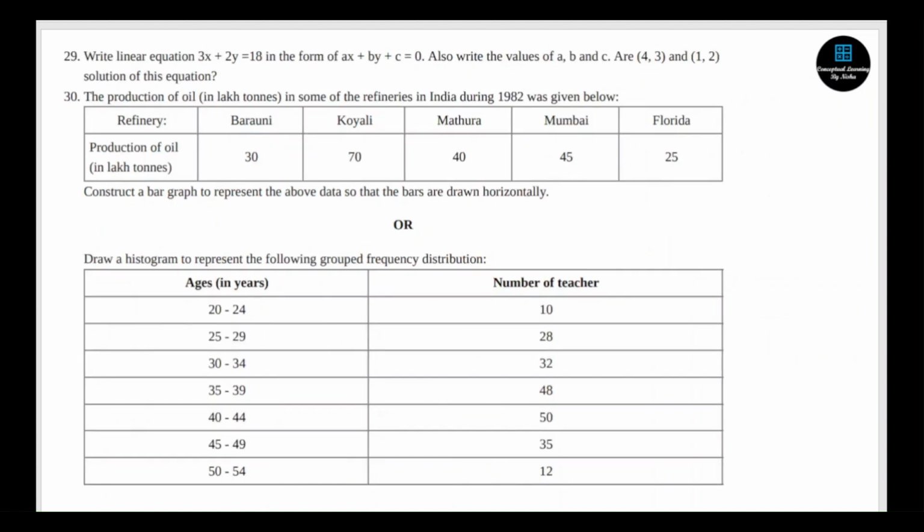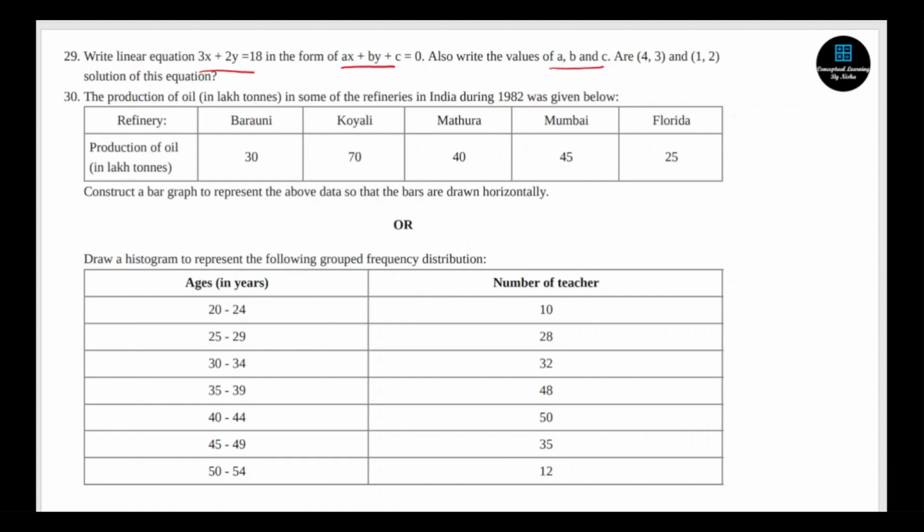Okay. Now the next question. Write the linear equation in the form ax plus by plus c equals 0. Also write the values of a, b, c. And you have to check whether these are the solutions of that or not.